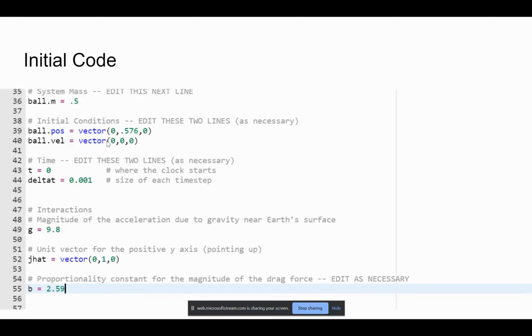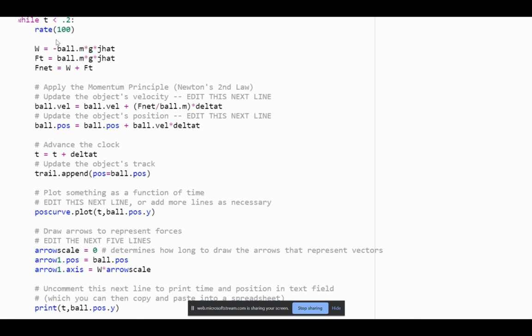So in my initial code, I had the initial mass as 0.5 kg, initial position 0.576, and then 0. I got that from my tracker video. The initial velocity is 0 because we're dropping the slinky from rest. Gravity is 9.8, obviously, and I got the proportionality constant to be 2.59. So this 0.2 right here is before it collapsed on itself.